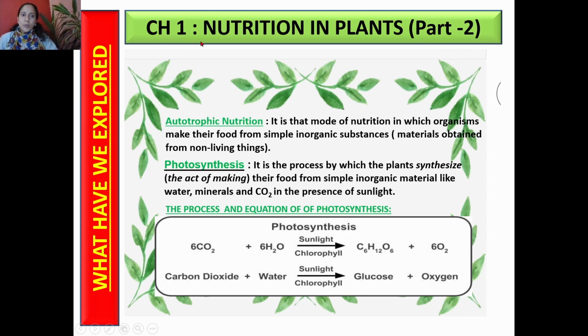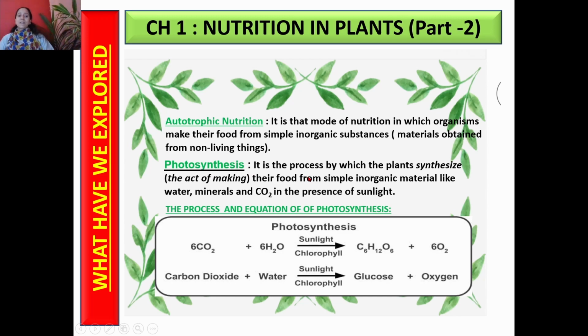We are on chapter 1, nutrition in plants, and in the previous video, that was part 2, we have covered two basic terms: autotrophic nutrition, which is carried out by all green plants, and that's why they are called self-dependent, and this mode is called the autotrophic mode of nutrition. This autotrophic mode of nutrition is only possible because of one very important and interesting process, that is photosynthesis.